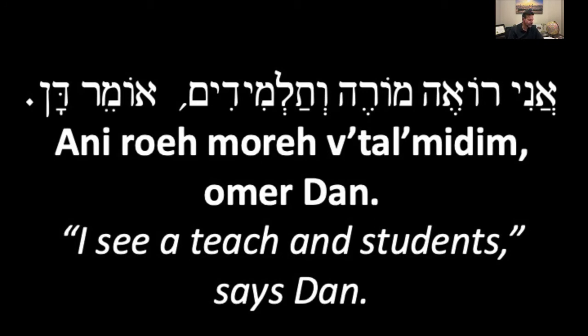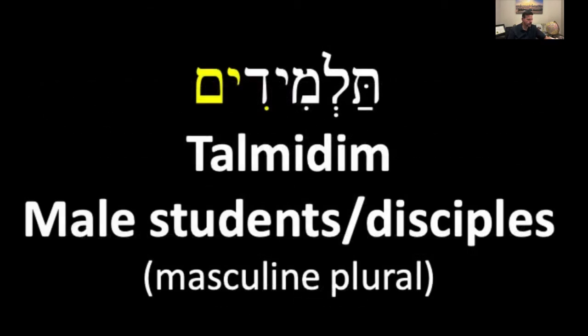I didn't change the English there. It says Ani ro'eh moreh v'talmidim, omer dan. So it does say it, but I just didn't spell it right. It should say I see a teacher and students. So he said v'talmidim, which we found out talmidim were male students.